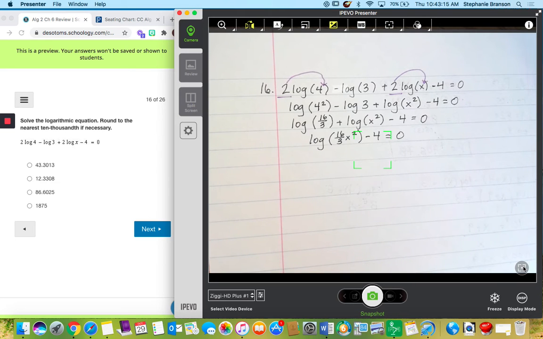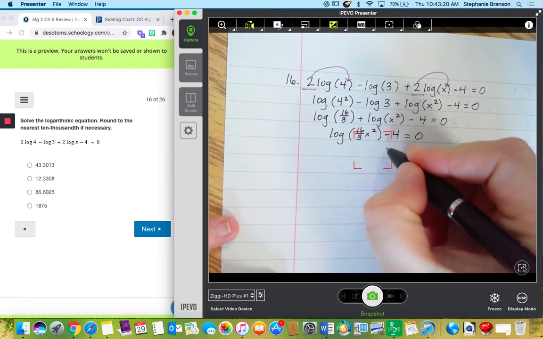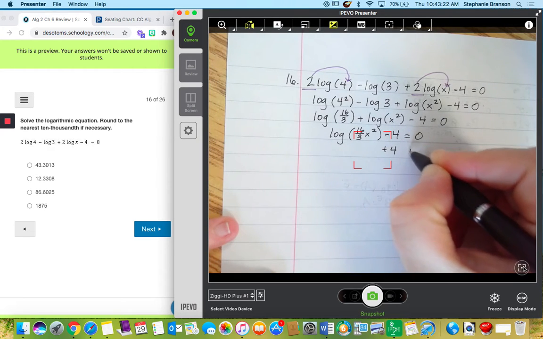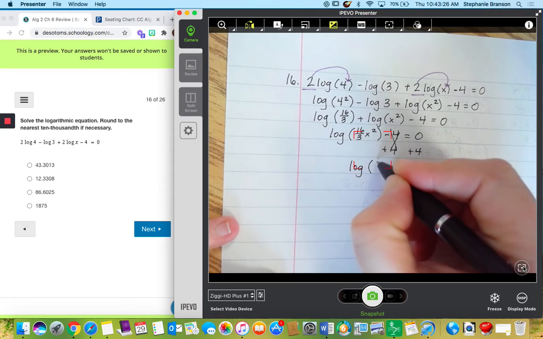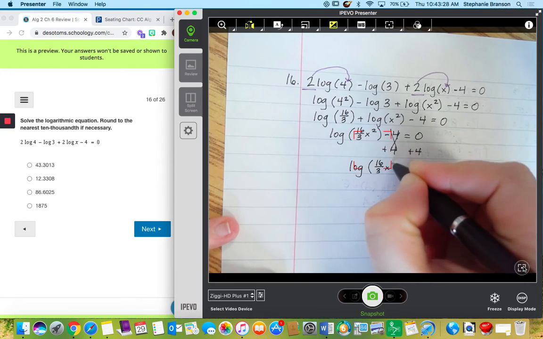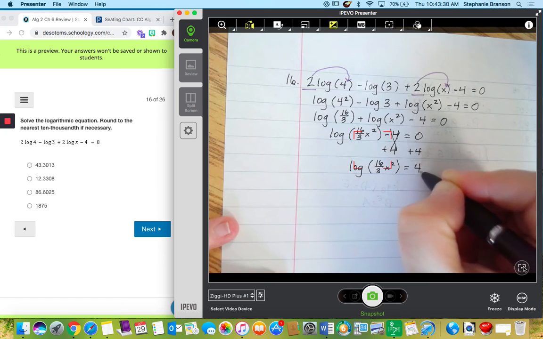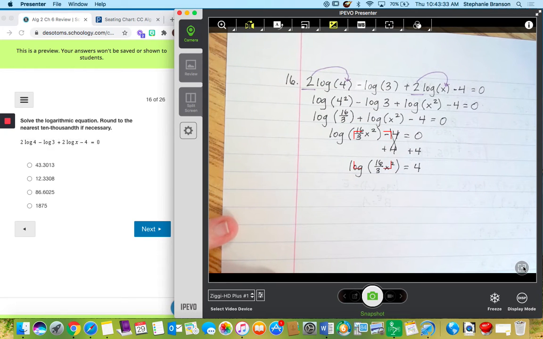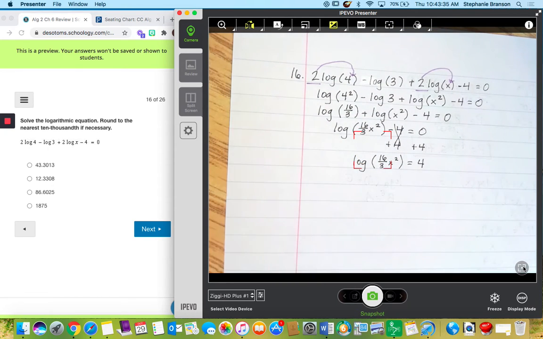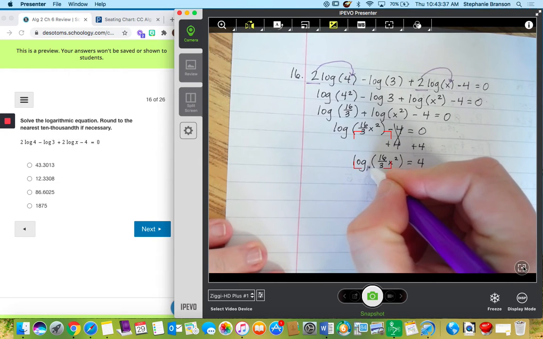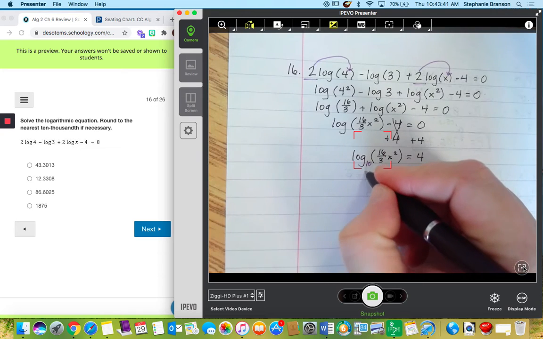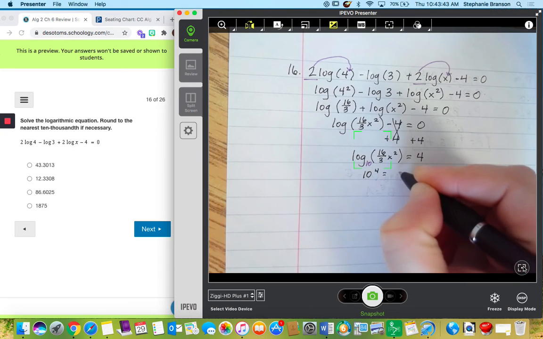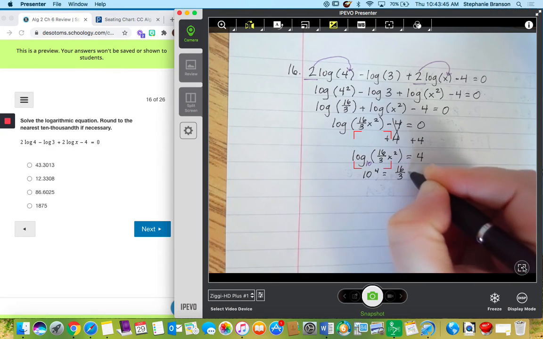So now we want to move the 4 to the right side. How would I move it to the right side? I would add it. So I've got log of 16 over 3x squared is equal to 4. What's understood to be my base right here? 10. So now I've got 10 to the 4th power is equal to 16 over 3x squared.